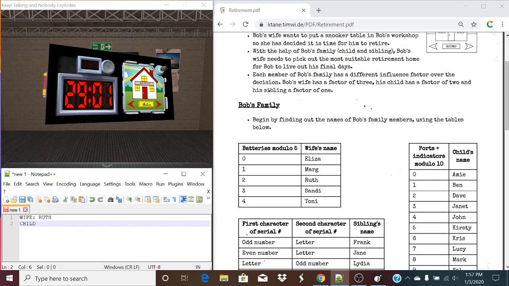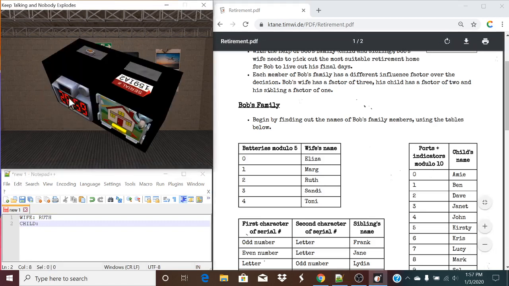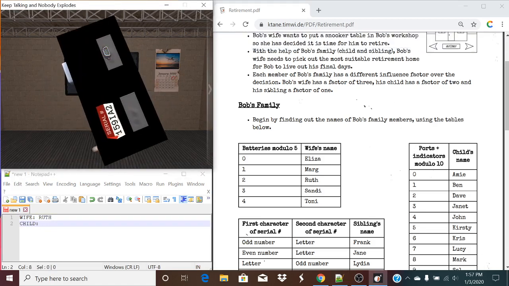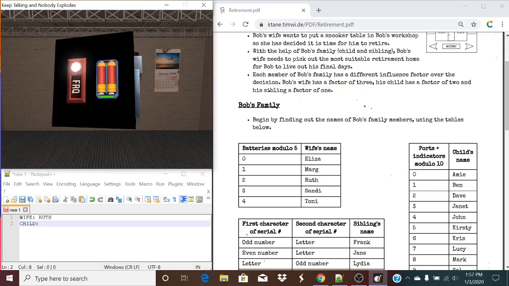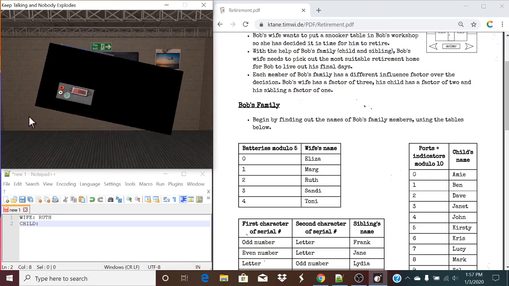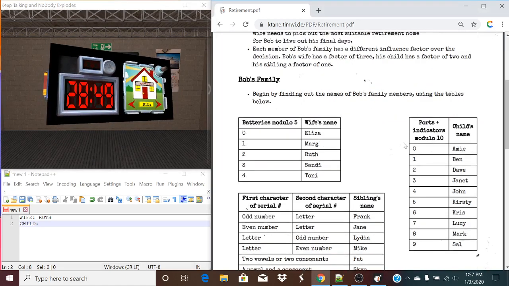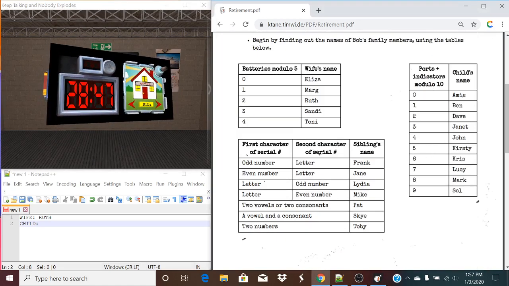Next, we're going to look at the child, because he has a factor of 2. We're going to count the ports plus indicators modulo 10. We have 1, 2, 3, 4, 5. Our child is Kirsty.